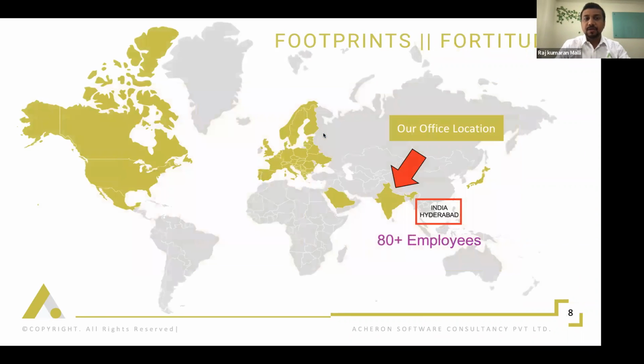Now, we have heavy footprints in the North American and European regions. We have been working in the past with a lot of customers in this area, but we are also expanding into Asia Pacific, and we also have our first customer there. We currently have our physical office at Hyderabad, India, with a strong team of 80+. And that's a quick overview about Acron.